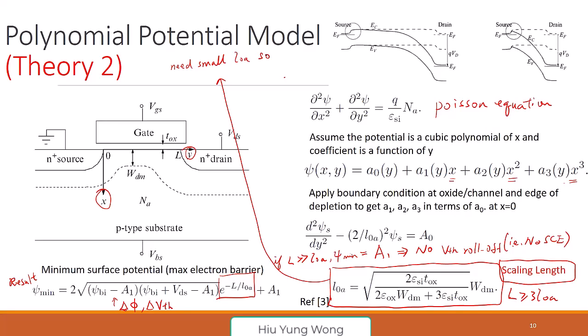So can have smaller LG while you don't have short channel effect, right? If my LOA is 0, then I can scale my device to arbitrarily small. I still don't have short channel effect. Okay?